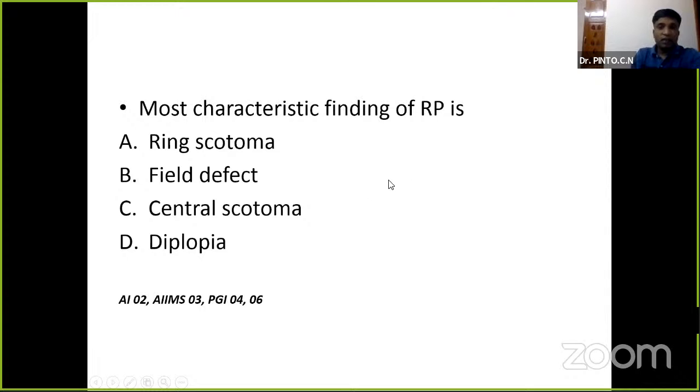Normally what happens when the visual tract is affected, except for the retina, from the optic nerve, optic chiasma, optic tract, optic radiation: if anything is involved, you will have a field defect. That means any hemifields are affected. But a central scotoma you will see in age-related macular degeneration because the macula is involved, so central vision is lost. Diplopia you don't see. Diplopia is normally in a case of muscle weakness due to palsies of the nerves. So the ring scotoma is a hallmark in retinitis pigmentosa.